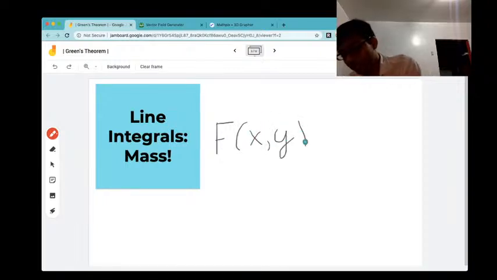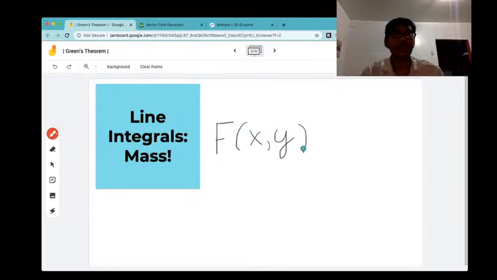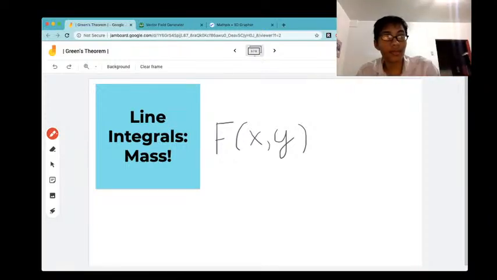Okay, whoops, that's not a very good parentheses. Now, what is this function telling us? Well, this function f of x, y is going to give us the mass per unit length of the string, right?